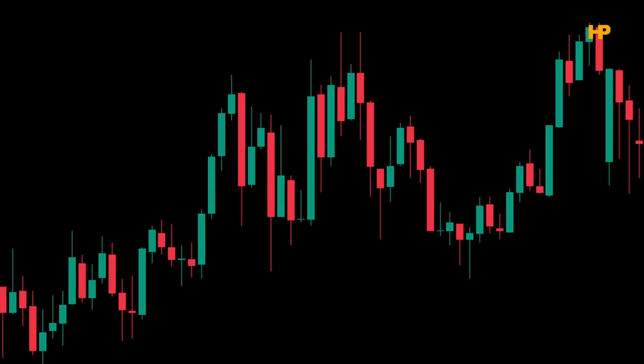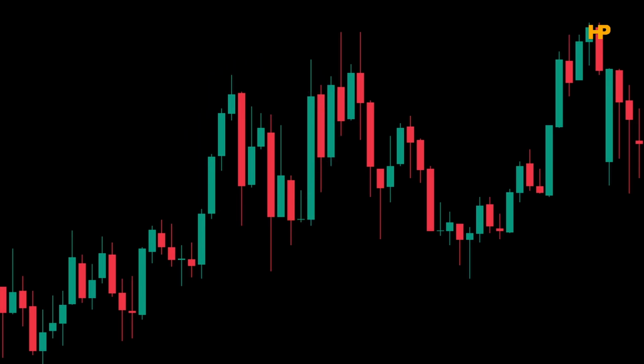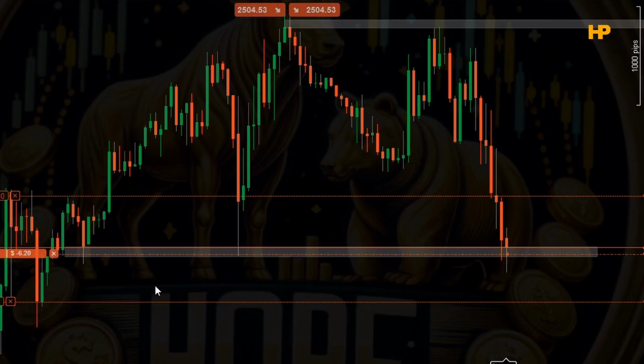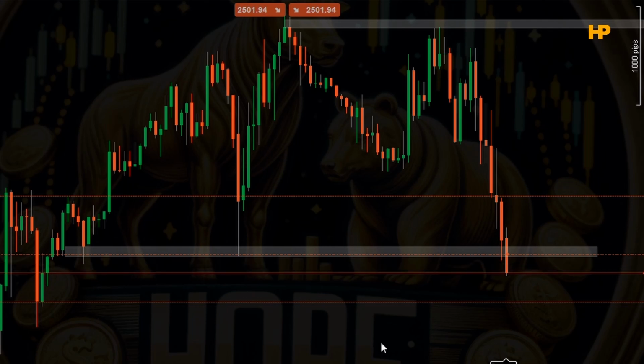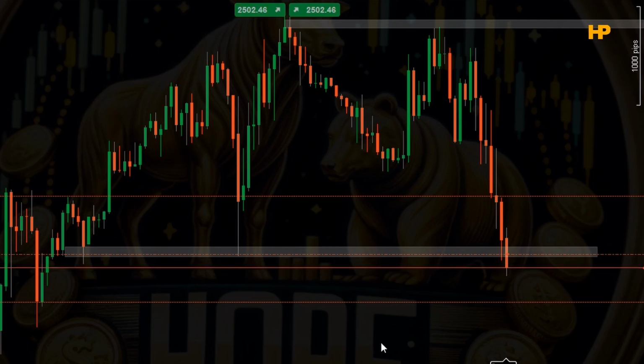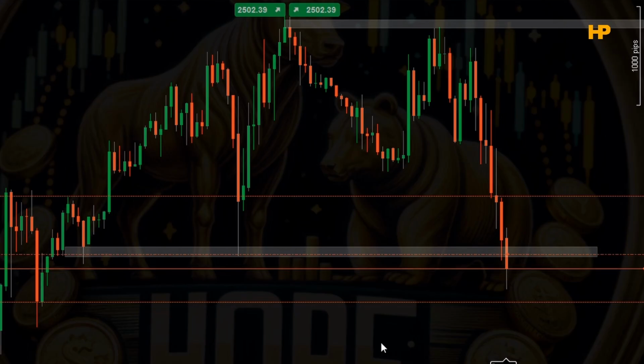Trap 2. Ignoring the big picture. An RBD on a 15-minute chart failed because a daily demand zone below supported buyers. Solution. Check higher time frames like 4-hour and daily for conflicting zones. Trap 3. Risking too much. Over-leveraging cost Alex big losses early on. Solution. Risk 1 to 2% per trade. Use the key candle approach for tighter stops.